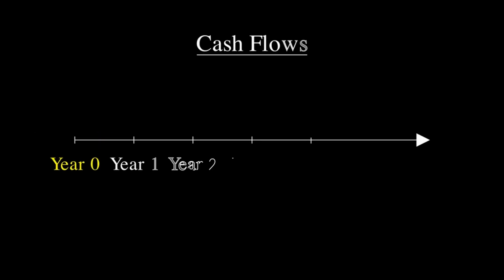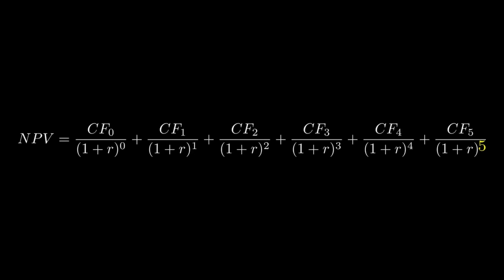It's also important to notice that the further away from year zero the cash inflow is, the more it gets discounted. That's because the exponent is larger. The bigger the exponent is, the bigger the denominator. And the bigger the denominator, the smaller the quotient. And the smaller the quotient, the more the cash flow gets discounted. So that's why the further away the cash inflow is from today, the more it gets discounted. This is because the more time that passes, the more it loses value due to the time value of money.